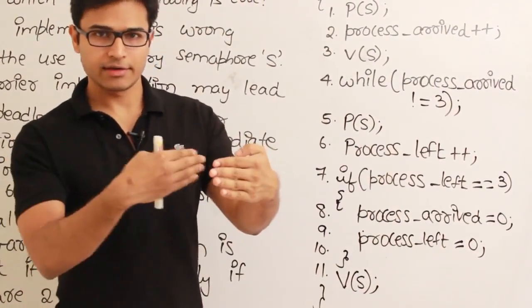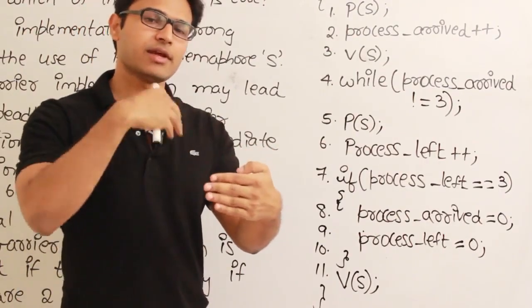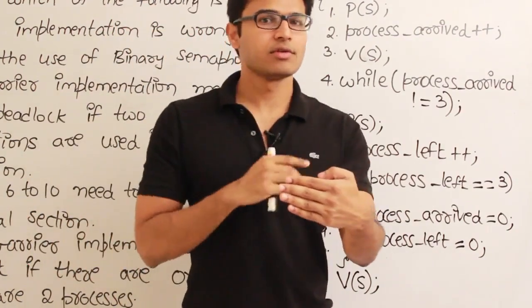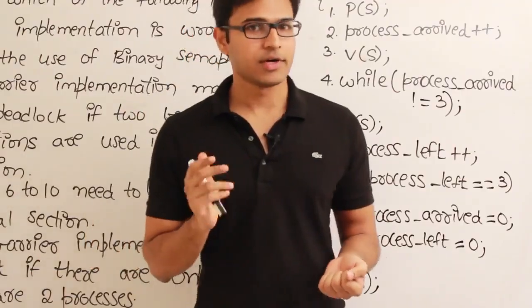So everyone gets collected there and keeps on incrementing the process arrived, and everyone will keep on jumping and keep on incrementing the process left. And the last one who is going to leave the process is going to reset everything, so that for the next time it will be useful to use it, right? Okay, I hope you understood this.